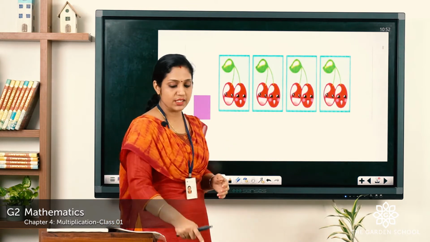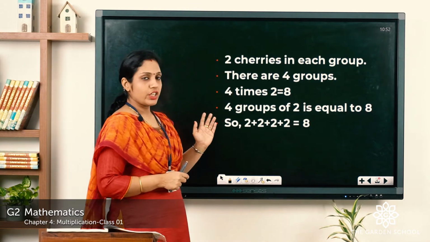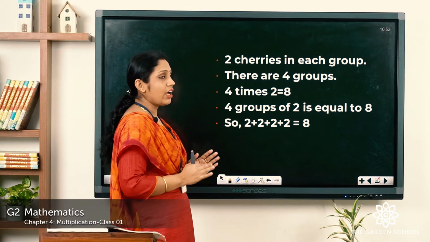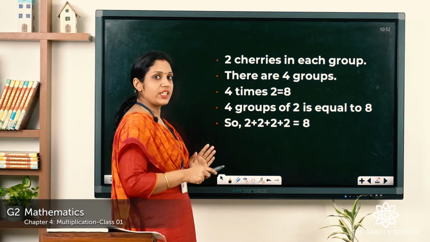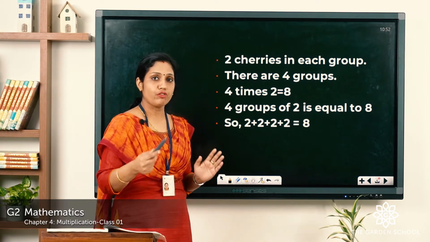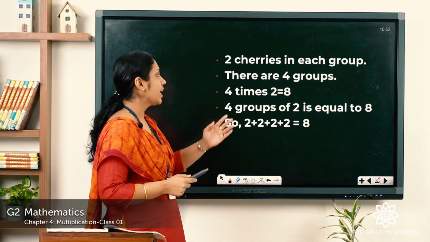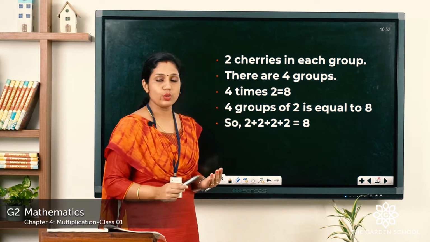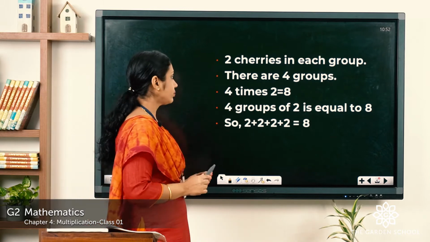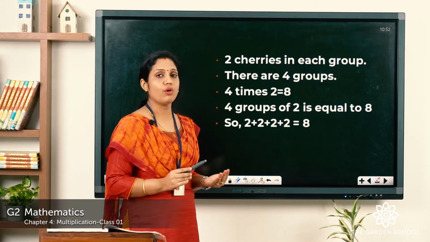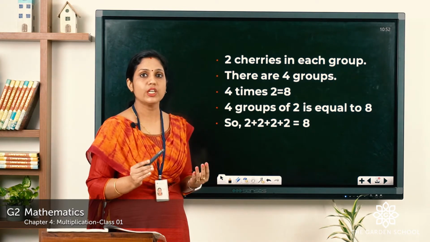So how can we write this? 2 cherries in each group. And there are 4 groups. So 4 times 2. 2 is repeating 4 times. So the total number is 8. So 4 times 2 is equal to 8. Or you can say that 4 groups of 2 is equal to 8.